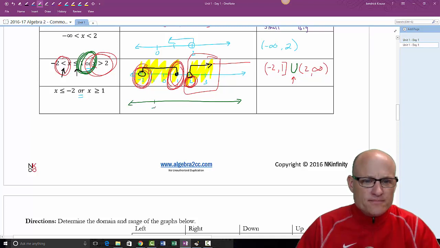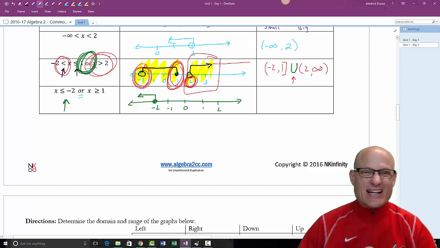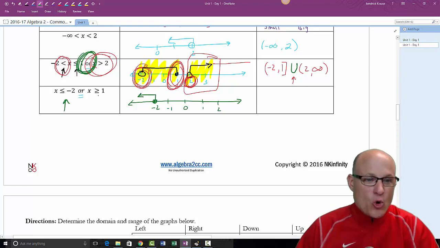So we got -2, -1, 0, 1, and 2. So equal to -2, so solid circle, and we're going left towards negative infinity. We're getting less than that. Oh, closed circle at 1. Going this way. Notice there's an or.